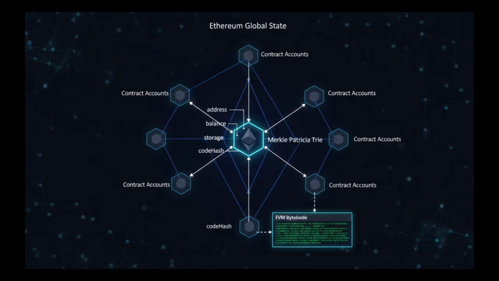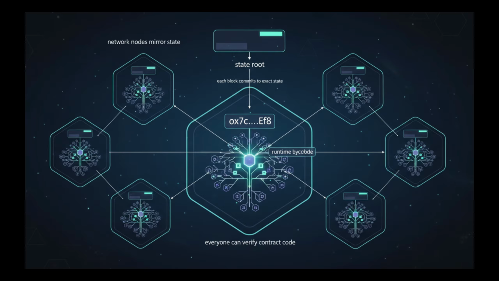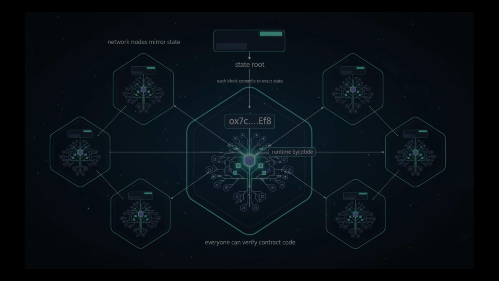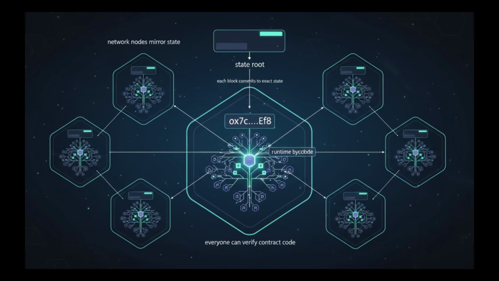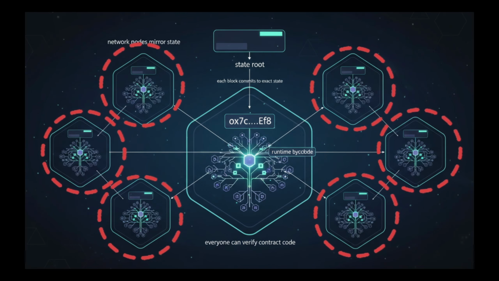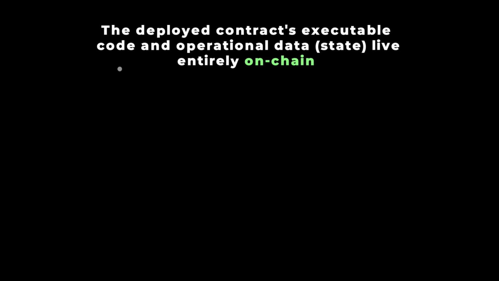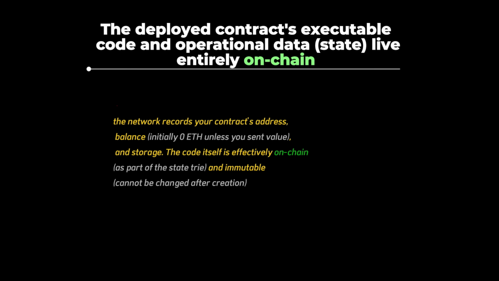All full nodes have a copy of the world state, so everyone can retrieve the code. When you deploy, the new contract's runtime bytecode is written into the state. The actual code bytes are stored in the state trie, not directly in blocks, but because the state root is part of each block, everyone knows exactly what code is at that address. In short, it is on-chain. The network records your contract's address, balance, initially 0 ETH unless you sent value, and storage.